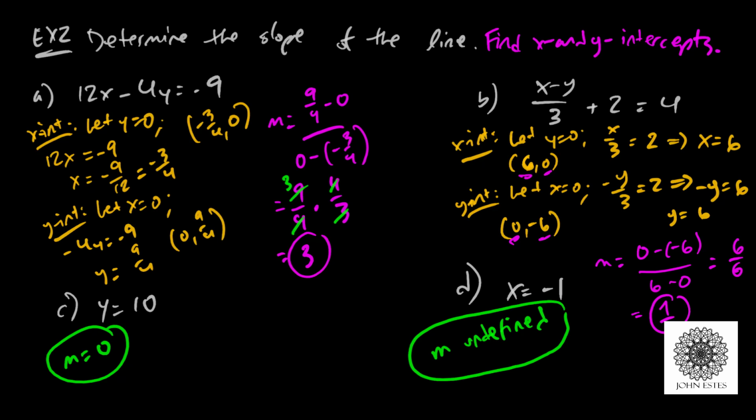I hope this makes sense. The slope of a line is an important concept. It's a kind of simple concept. The slope formula is pretty easy to use and it's very useful.